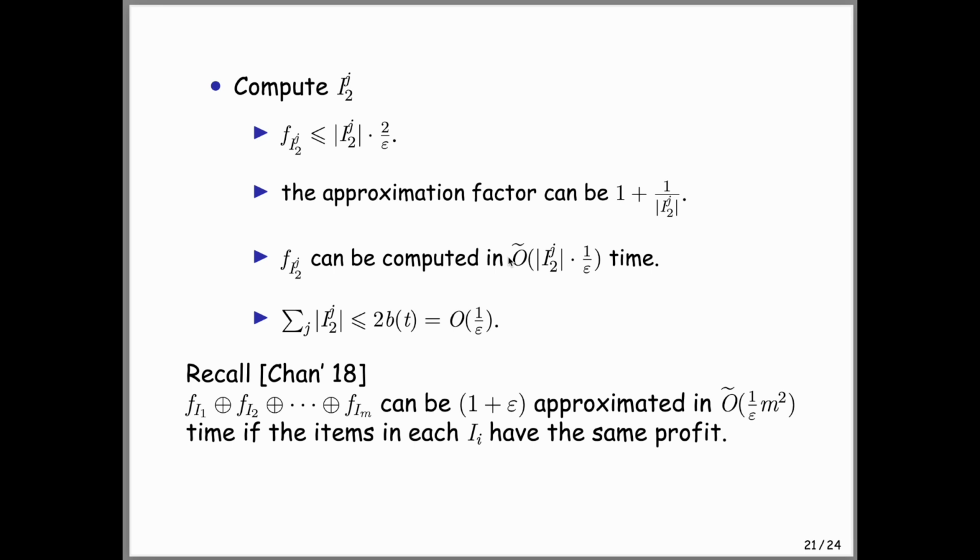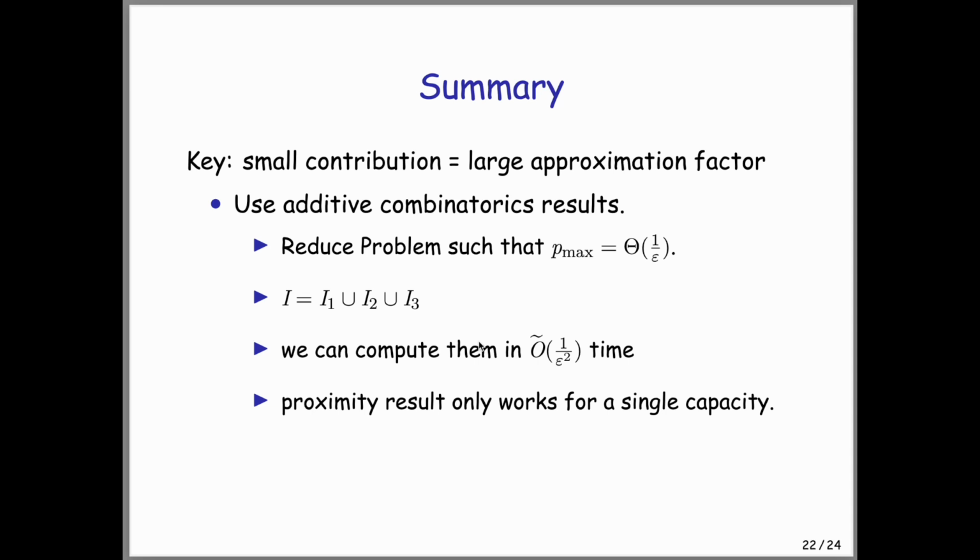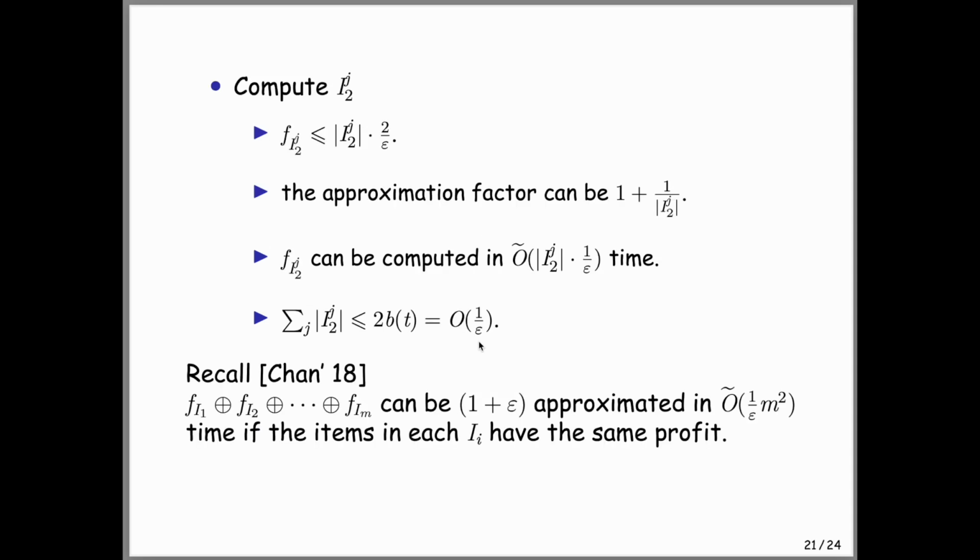Since I2 of non-adjacent intervals do not overlap, the total number of items in I2 is at most twice the number of items before the black item, which is at most 1 over epsilon. So overall, we can compute in quadratic time.